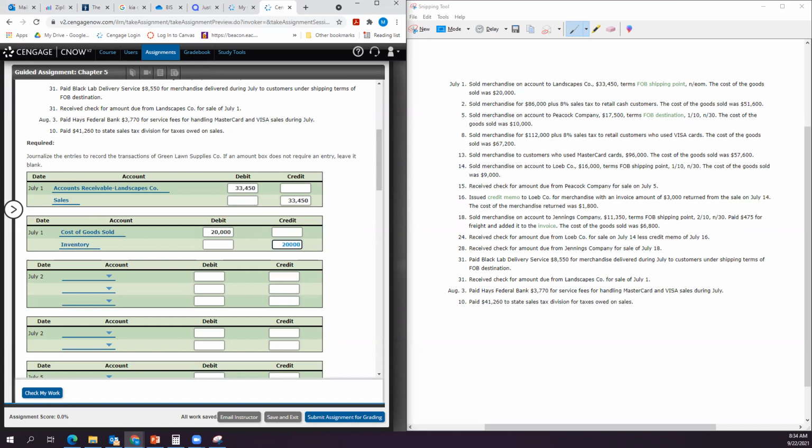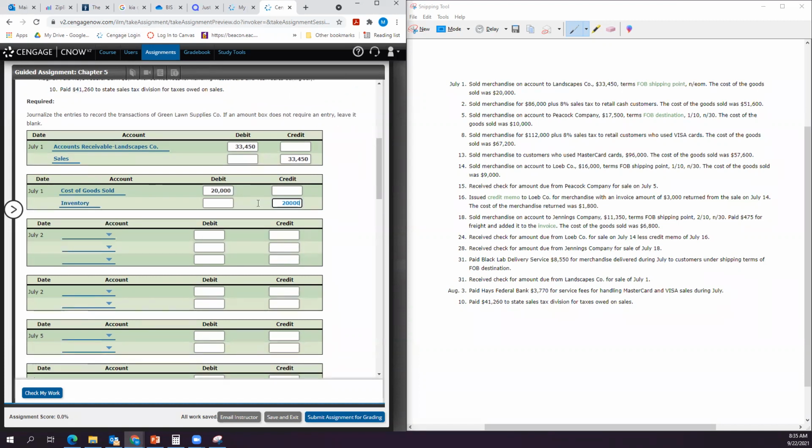All right. On July 2nd, we sold merchandise for $86,000 plus 8% sales tax to retail cash customers. So here, we have to account for the sales tax. There's a couple of ways people like to do this. Some people like to figure out separately how much the sales revenue is and then the tax. Other people do it together. So I'll step you through this.